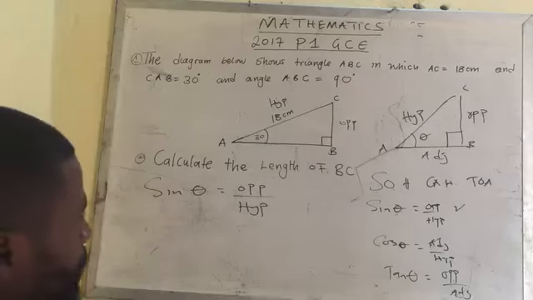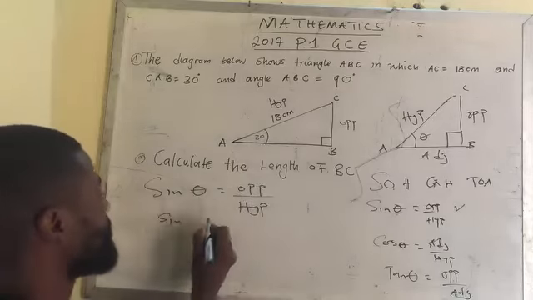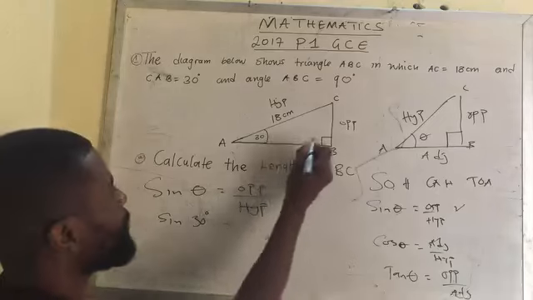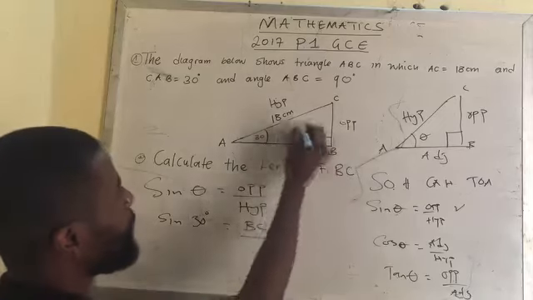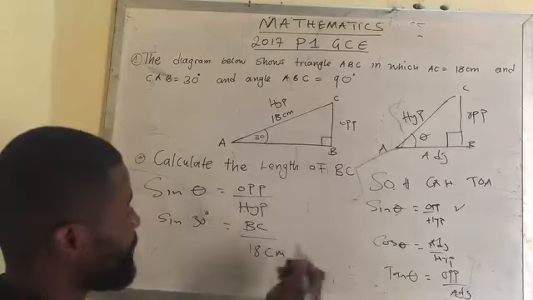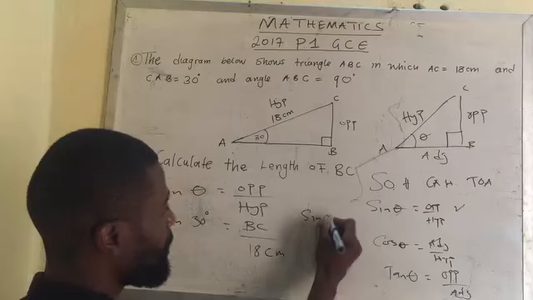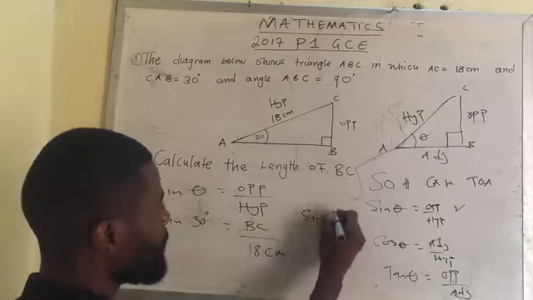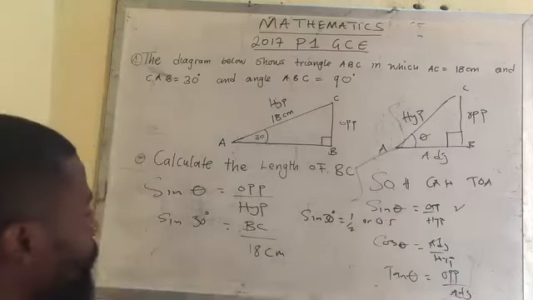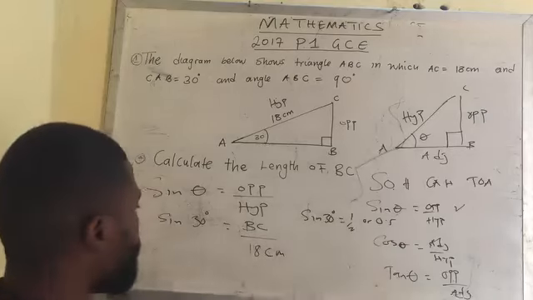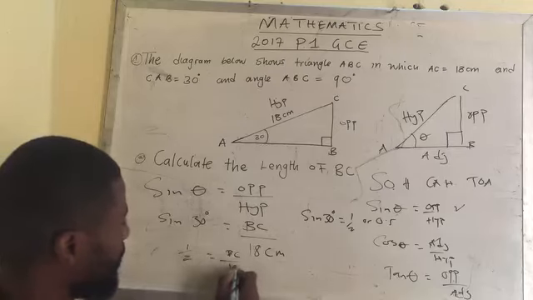So we are going to substitute, where theta is 30 degrees, equals what is our opposite? Our opposite is the one we are finding, which is BC, we don't know. Then for the hypotenuse, where the right angle is pointing, is 18 centimeters. But sine 30 is a special angle. It means sine 30 degrees is the same as 1 over 2, or you can say it's 0.5. So where there is sine 30, we put 1 over 2 equals BC over 18 centimeters.